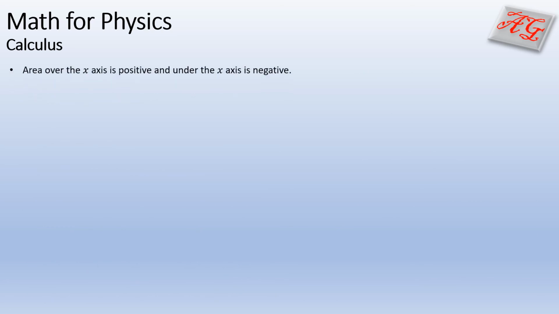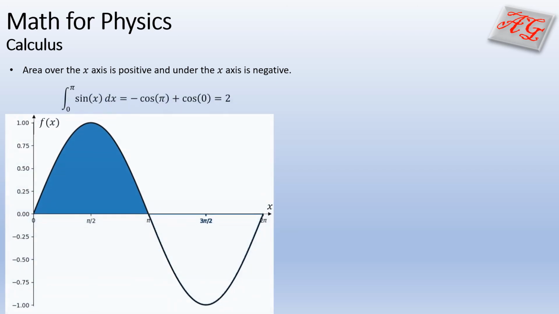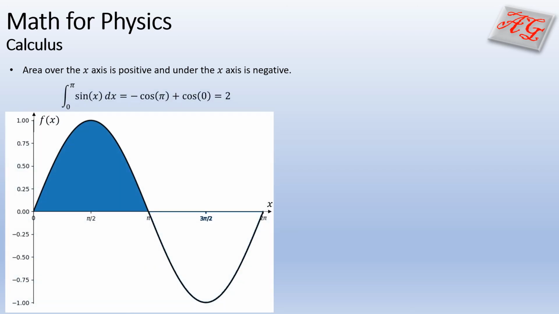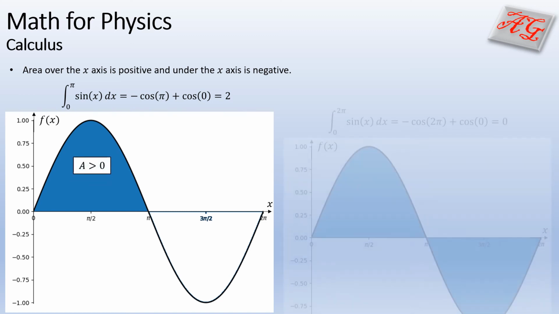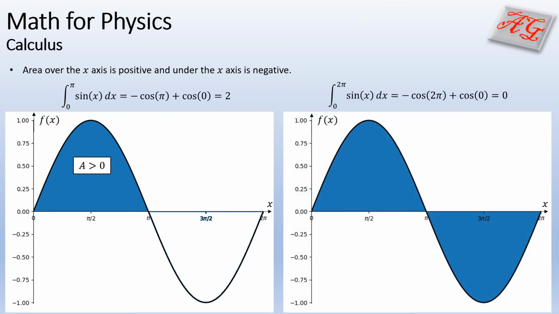Just consider that the area over the x-axis is positive and the area under the x-axis is negative. Take for example the integral of sine of x with respect to x from 0 to pi, where the sine function is clearly positive. Notice that the area under the curve is 2 units and it is greater than 0. Now take the same integral but from 0 to 2 pi, where there is as much area above as below the x-axis in this range.